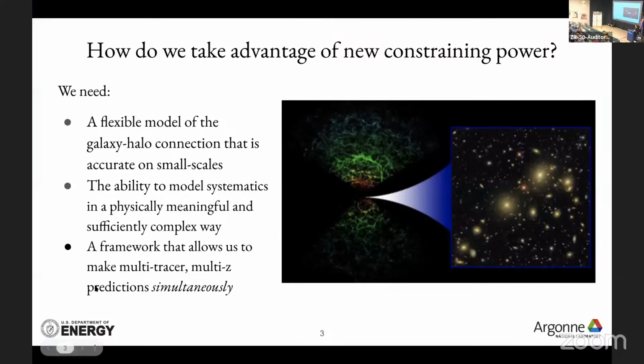All of this new information sounds great, but if we really want to harness all of this new constraining power in a way that is robust, we need a couple of things. First, we need a flexible model of the galaxy halo connection that is accurate down to small scales if we want to push to the nonlinear regime. We also need the ability to model survey systematics in a way that is physically meaningful and sufficiently complex. And finally, we need a framework that allows us to make these multi-tracer, multi-redshift predictions simultaneously in a way that does not blow up our parameter space.